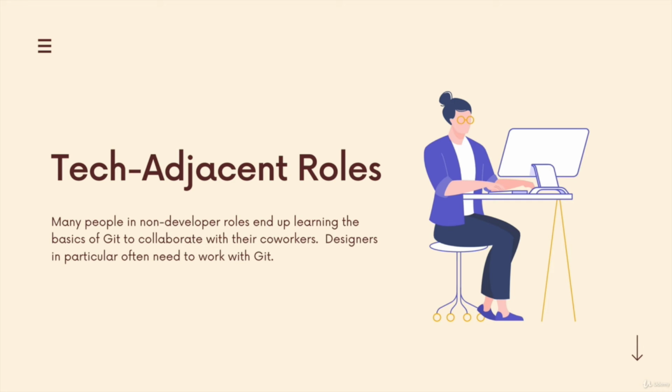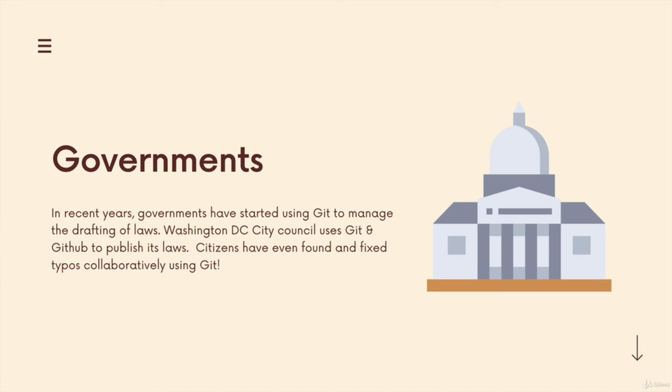and communicate with developers. So another completely separate group of people who are using Git these days are governments and large organizations, not technical, right? They're not tech startups. Governments use Git a lot to manage the drafting of laws, collaboration of drafting laws, sharing data and large data sets. So Washington, D.C. City Council uses Git and GitHub, we'll talk about GitHub in a bit, to publish its laws and have made it a collaborative process. And citizens have actually found and fixed typos collaboratively in those laws. They've fixed them using Git.